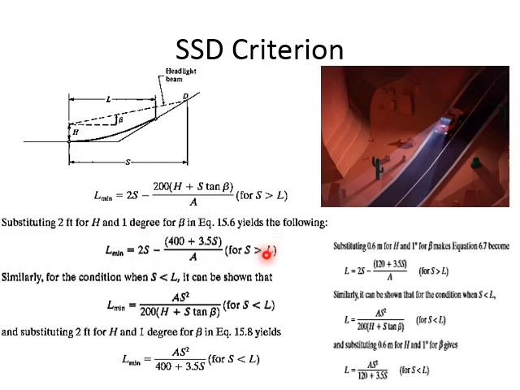And if S is less than L, then this is the equation. Again in this equation, you can put h as 2 feet and tangent beta as 1 degree, so this is the final equation. So these are two equations: this one is for S less than L, this one for S greater than L. And then these are the equations for meters. For S greater than L, where h is in meters, everything will be in meters. And this is for S less than L, and again everything is in meters. So this is for calculating the length of the sag curve using the sight distance criteria.